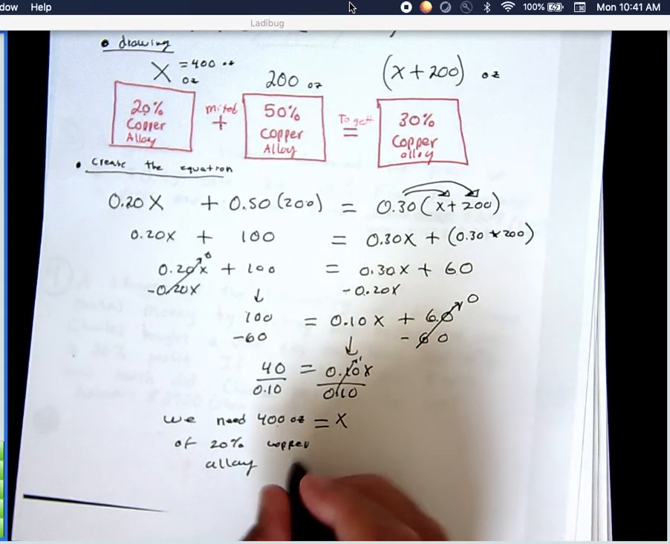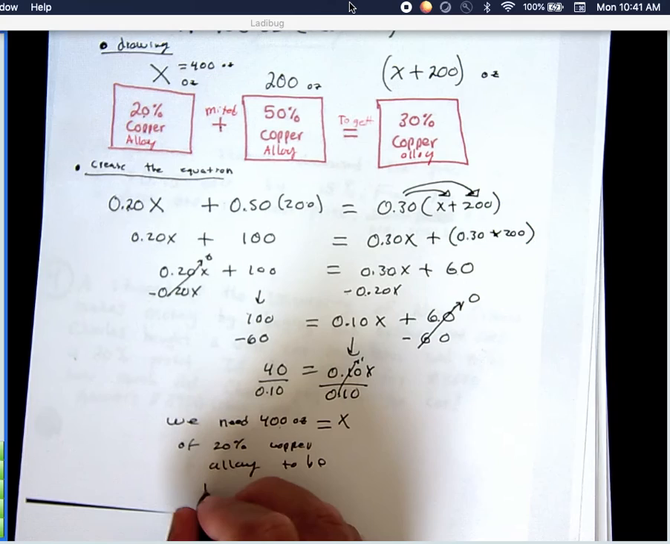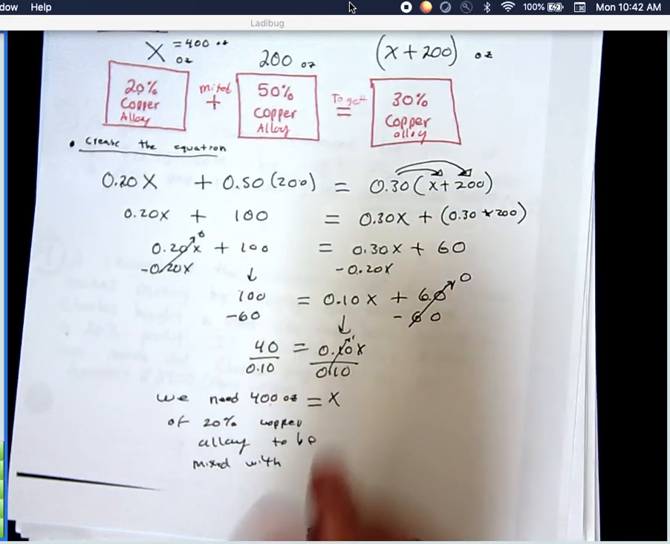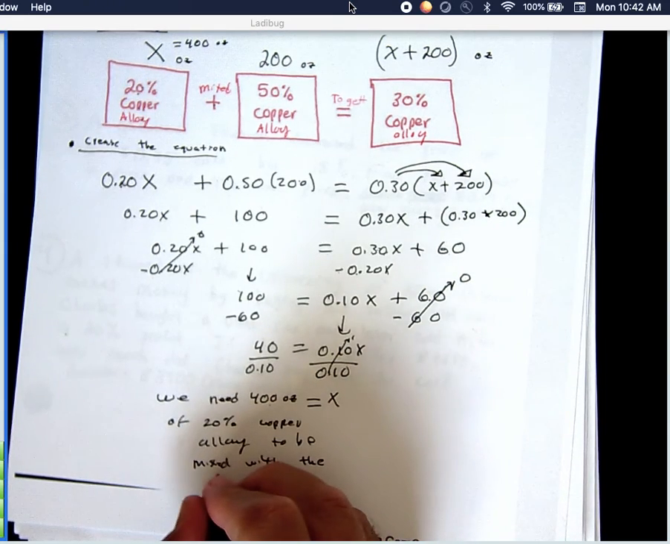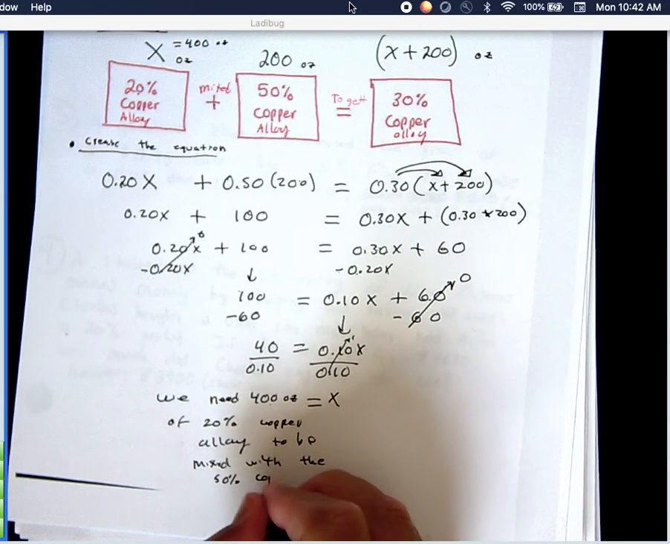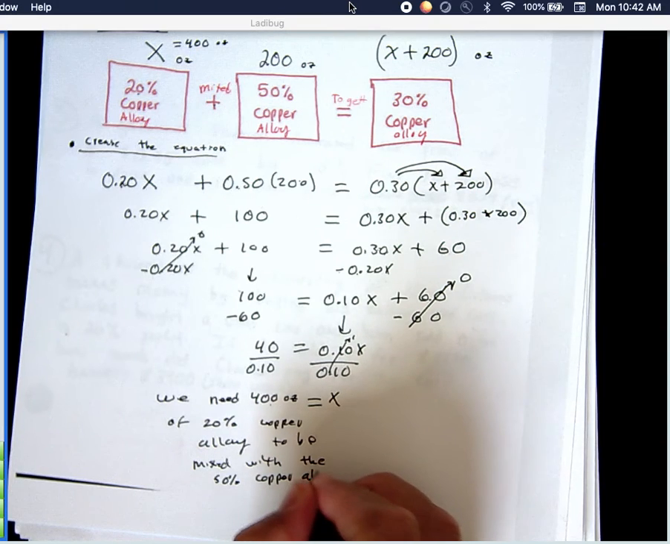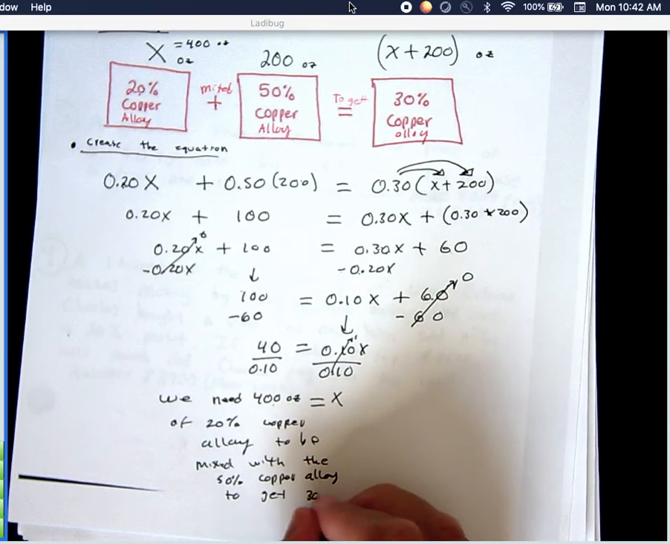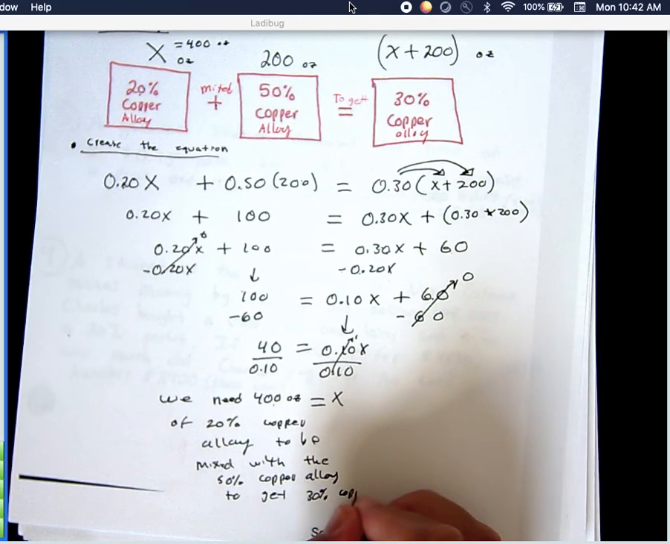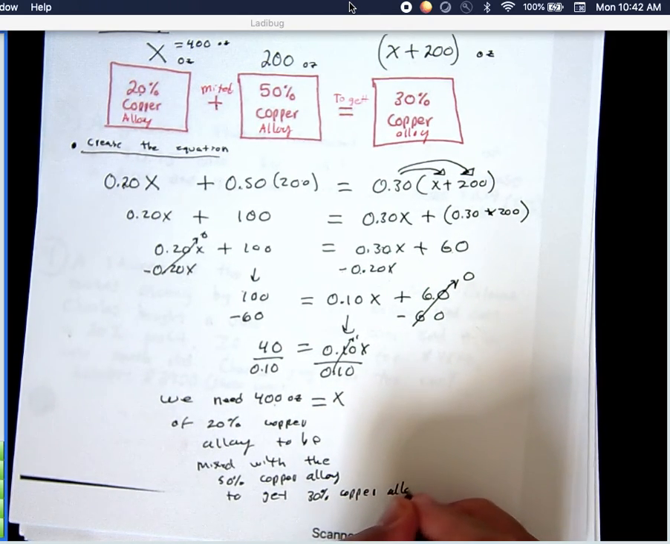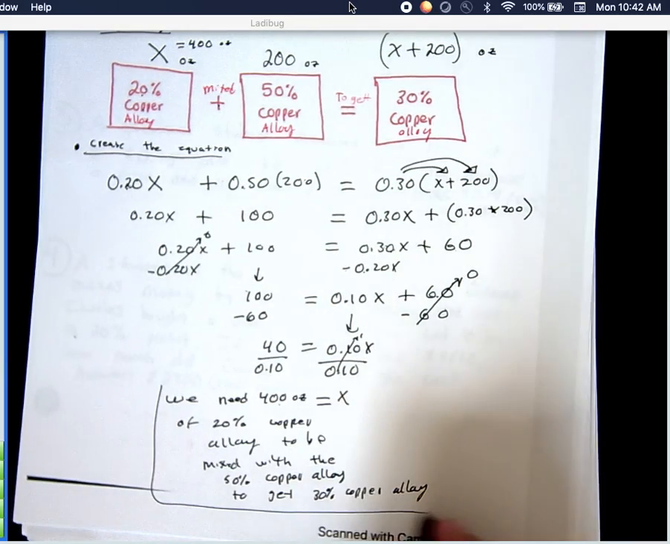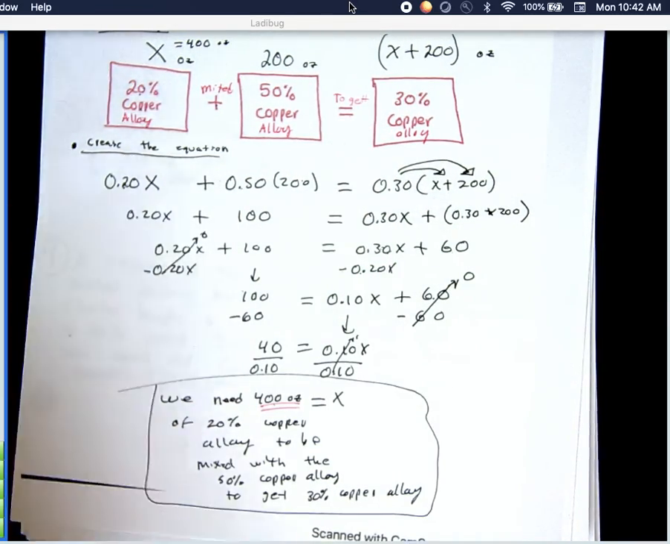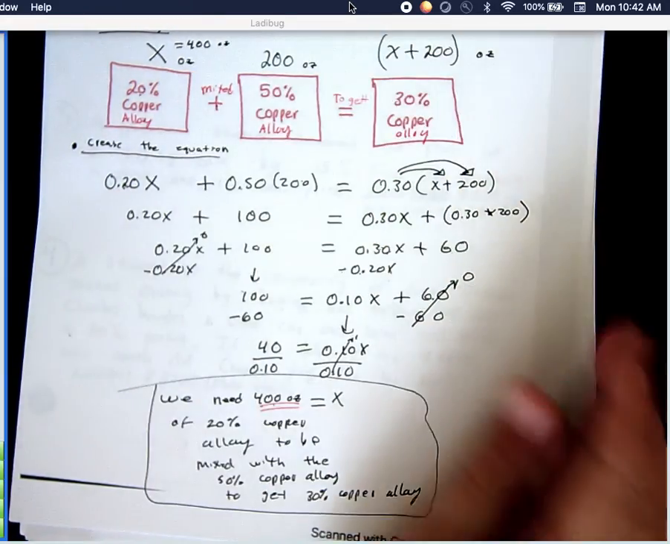So we need 400 ounces of 20% copper alloy to be mixed with the 50% copper alloys to get the 30% copper alloys. So this is the answer. 40. So we need 400 ounces of that.